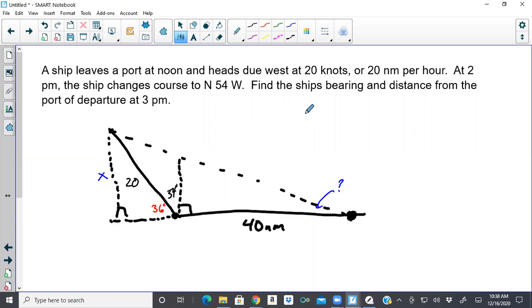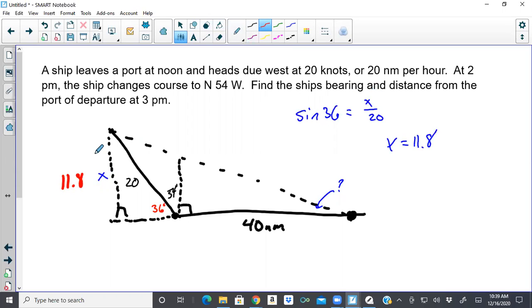So I'm going to say that the sine of 36 is equal to x over 20, because that will give me this distance right here. Now I'm going to do the sine of 36. Remember, this is in degrees, so your calculator should be in degree mode. Sine of 36 is 0.5878, and I'm going to multiply that by 20. That gives me a distance of about 11.8. So this height right here is 11.8.